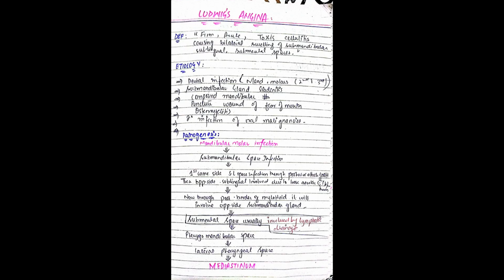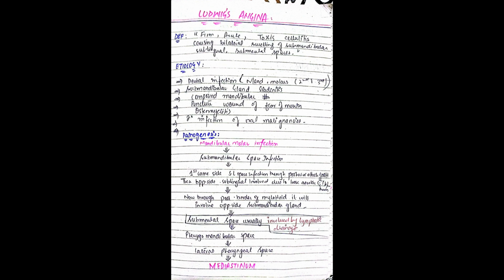Today in the playlist of oral and maxillofacial surgery, our topic for today's discussion is Ludwig's angina. Ludwig's angina is basically a bilateral swelling involving all three spaces: submandibular, sublingual and submental space. The definition is: it is a firm, acute, toxic cellulitis causing bilateral swelling of the submandibular, sublingual and submental space.